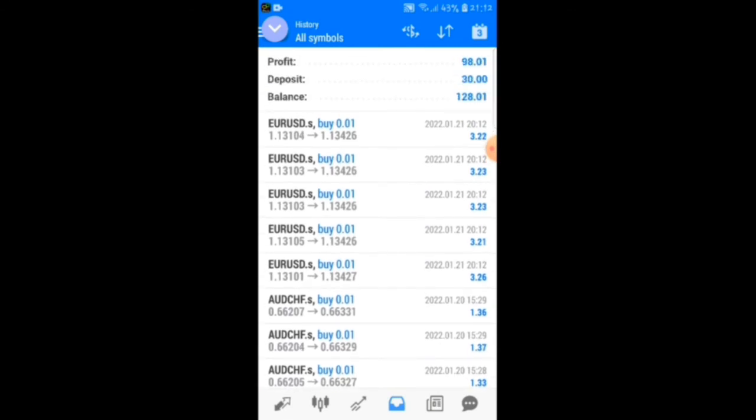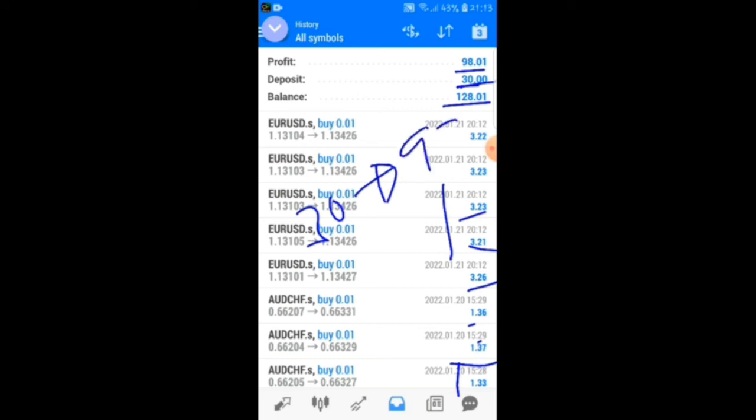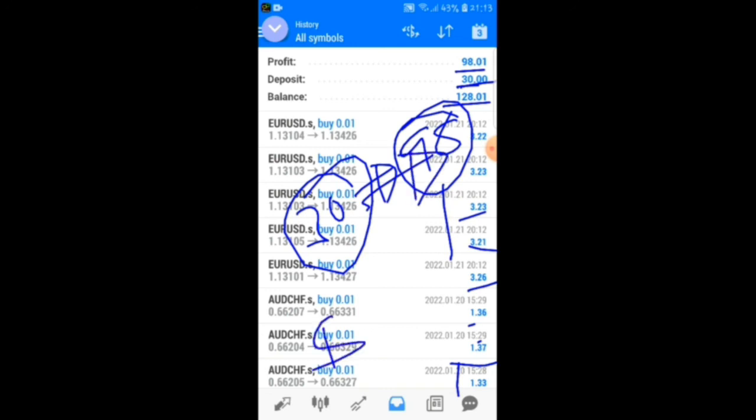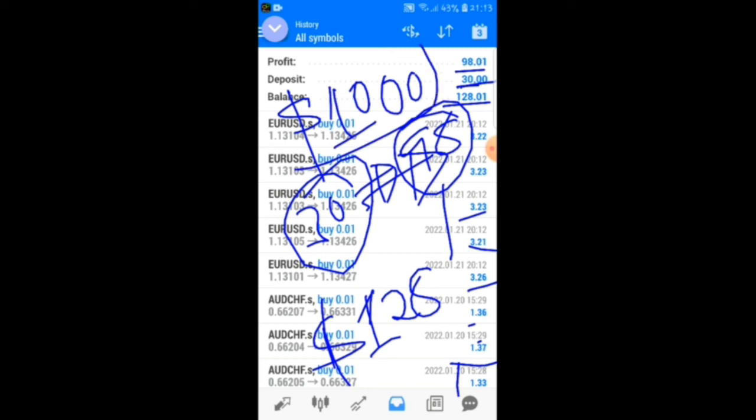So you can see that already that account has been multiplied how many times? That's 3 times. From 30, we made a profit of 98. That's actually doubling this account 3 times, so that you can see that now we are at 128. The aim is to grow this account until $1,000 to see if you can reach that mark over there. So I'll keep updating you guys on the progress as we move along. All right.